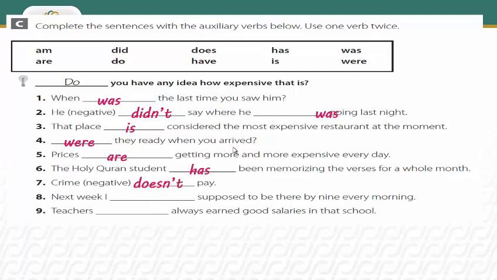Prices are getting more and more expensive every day. The Quran student has been memorizing the verses for a whole month. Present perfect progressive. Crime doesn't pay. Present simple. Next week I am supposed to be there by 9 every morning. Teachers have always earned good salaries in that school.